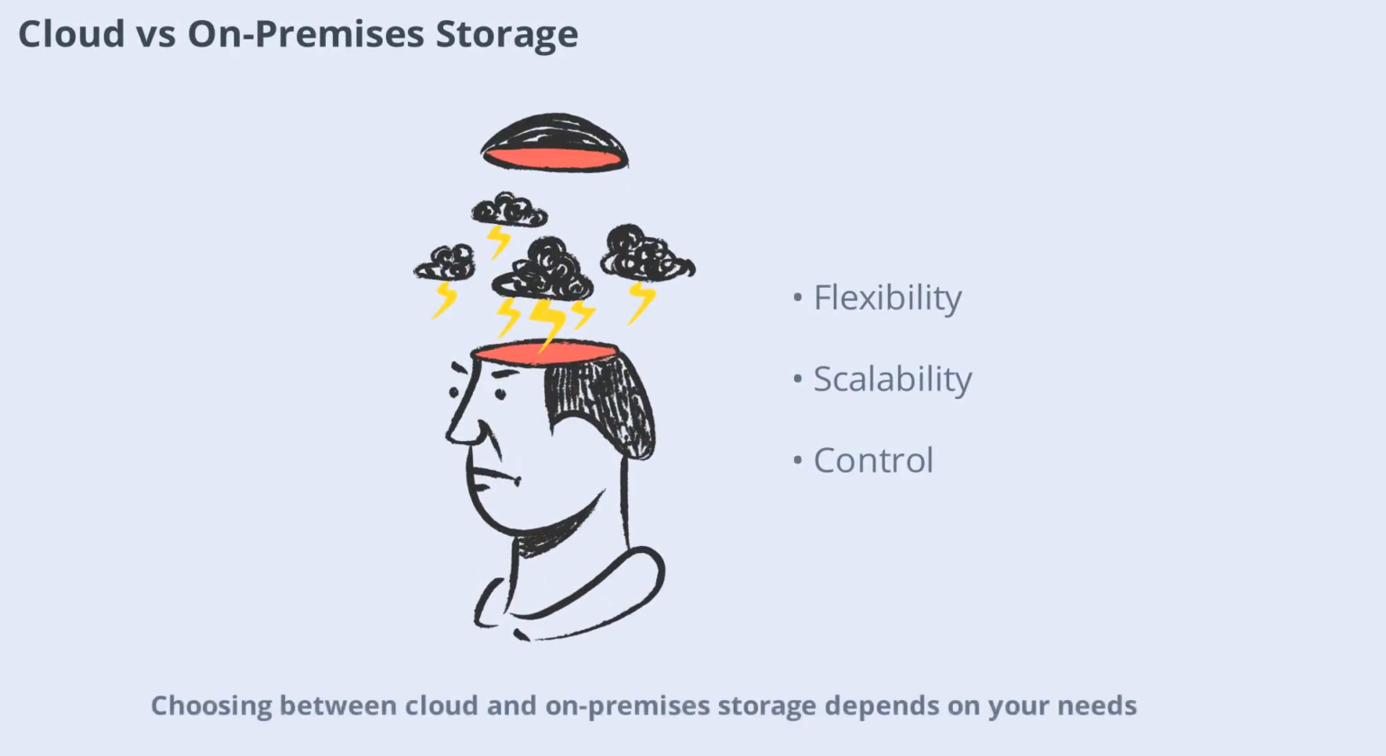Choosing between cloud and on-premises storage depends on your needs. Cloud databases offer flexibility, scalability, and pay-as-you-go pricing. On-premises solutions provide more control and may be required for regulatory compliance. Many organizations use a hybrid approach, combining the benefits of both. Consider factors like cost, security, and management complexity when making your decision.